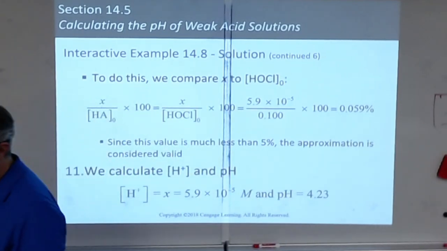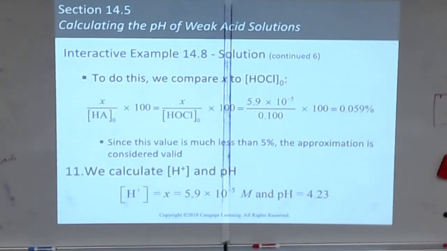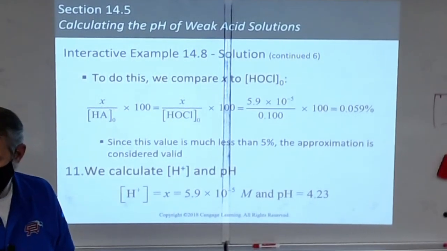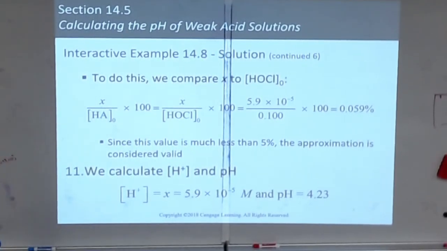Wait, you said pOH was the negative log of Ka? No. pOH is the negative log of the hydroxide ion concentration. pKa is the negative log of the Ka. Yeah, we learned that last class.